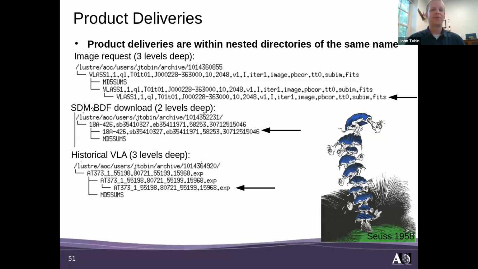For the SDM downloads, it's a similar story where you get a directory that is the exact same name as the SDM, and then within that directory is your actual SDM directory. Historical VLA data, the same deal, where you get the file name of the historical VLA data set, and 3 levels deep within is the actual data that you want.